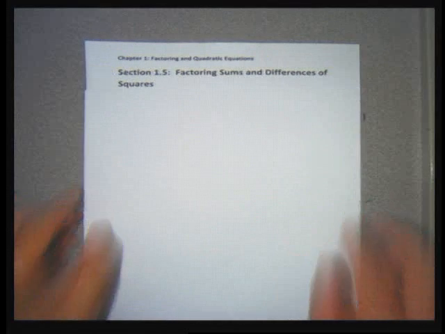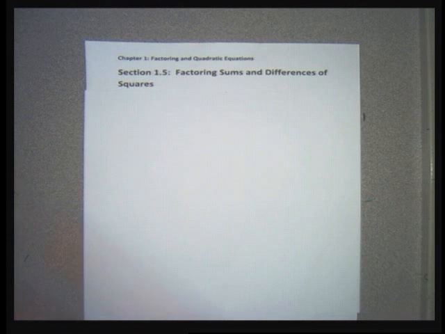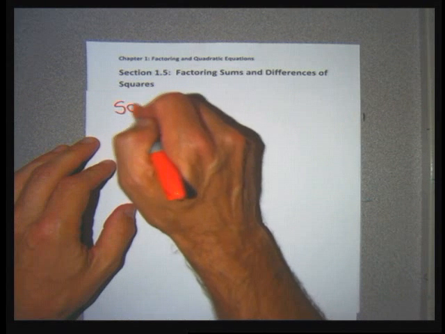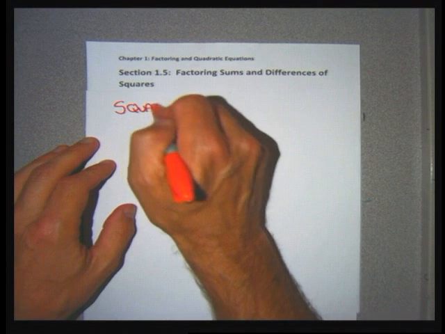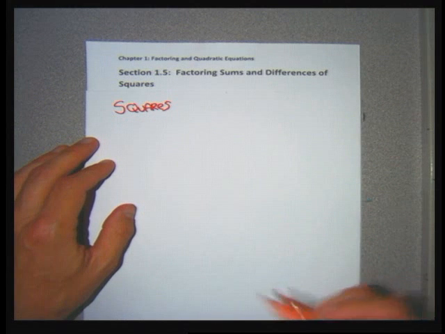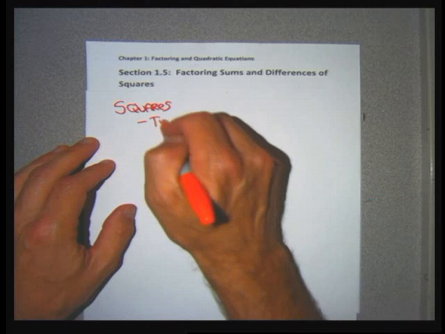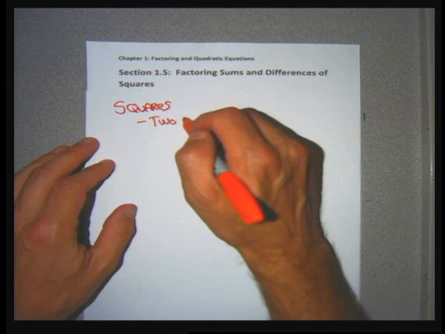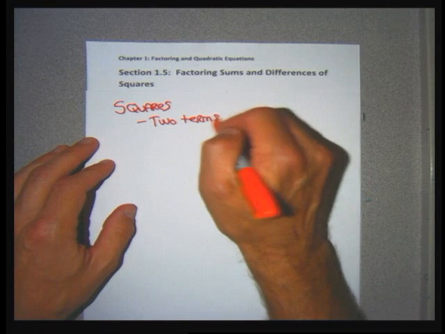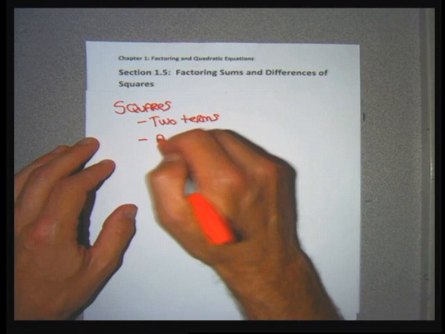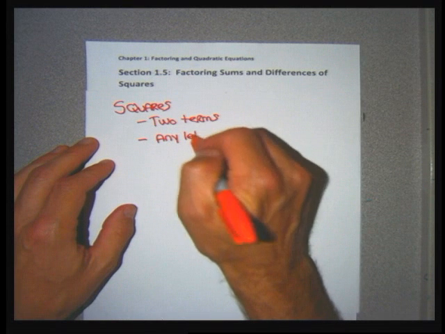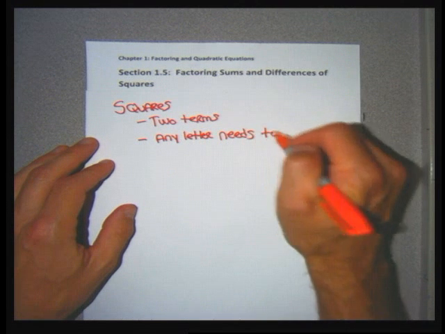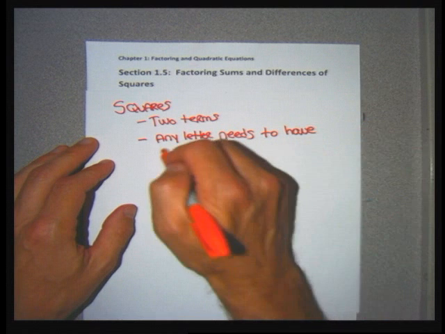And when I look at the title, it says factoring sums and differences of squares. So we're focusing on something we call squares. And to be a square problem, you have to only have 2 terms. If you have 1 term, 3 terms, 4 terms, 5 terms, you're not going to be a sum nor a difference of squares. In addition, any letter needs to have an exponent that's a multiple of 2.